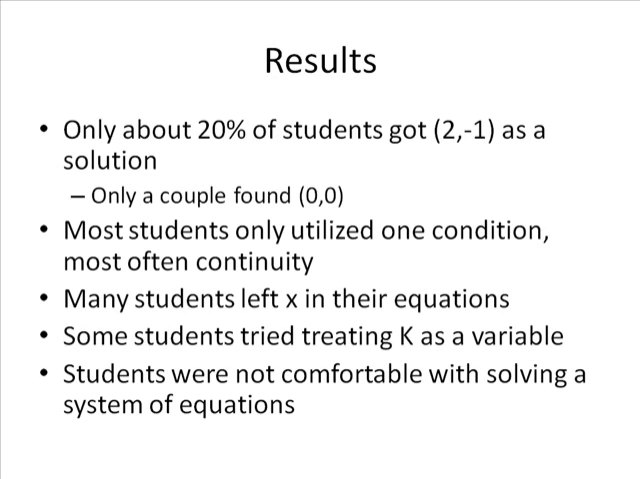So how did students do on this one? Well, not too well. There were a lot of steps that people just got stuck on, which I'm really hoping they weren't. Only about 20% of the students found the ideal solution, 2 for b and minus 1 for k. And then only a couple of students recognized that 0, 0 could have been a solution also.